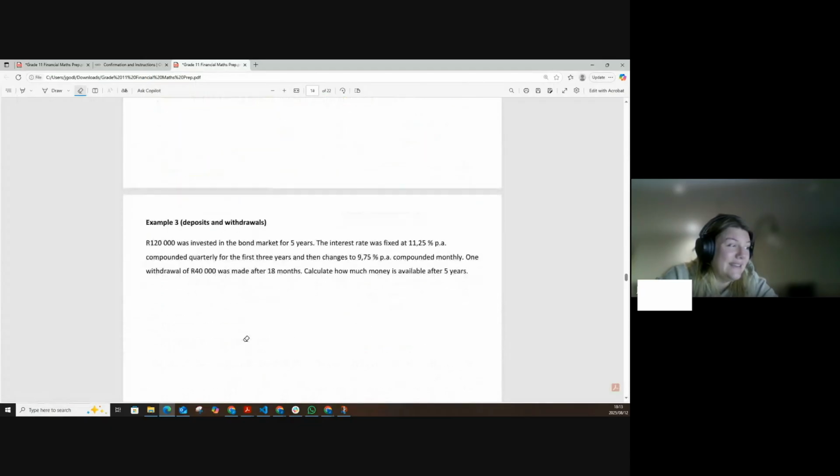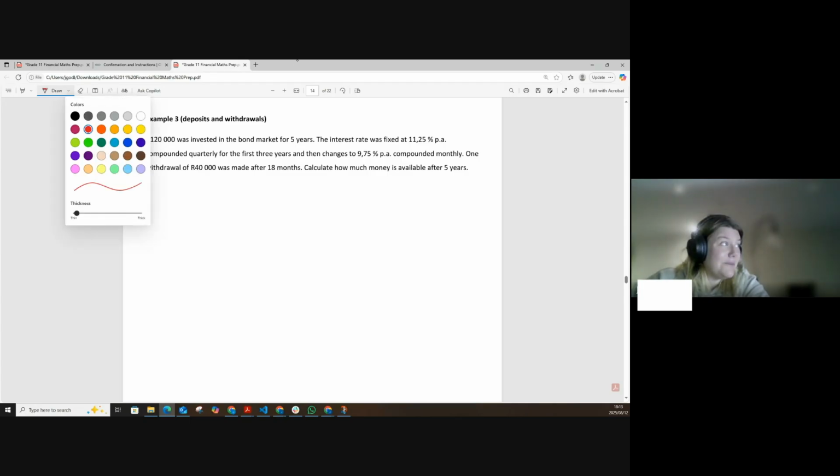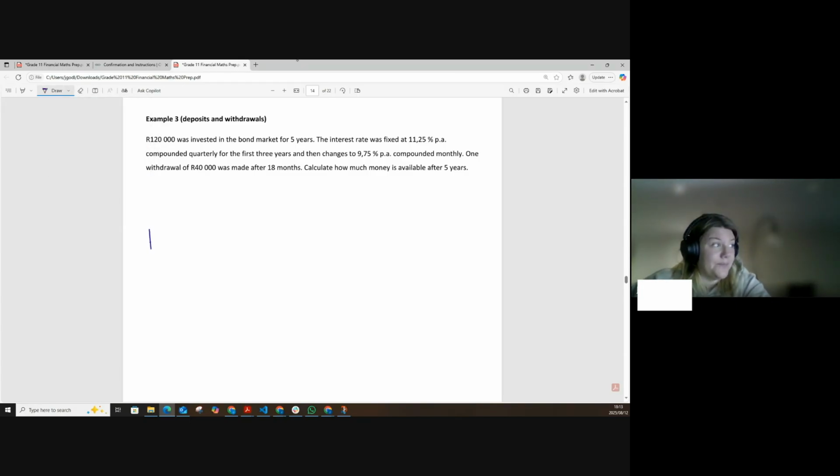So the next one, what we're doing is we're doing deposits, but we are also doing withdrawals, which means we're taking some money out. We're going to start this exactly the same way we did the last one, and we're going to start by drawing our timeline. I like to sort of see what my timeline is going to be. They say they want to know how much money is available after 5 years. So I know that my end time is 5 years.